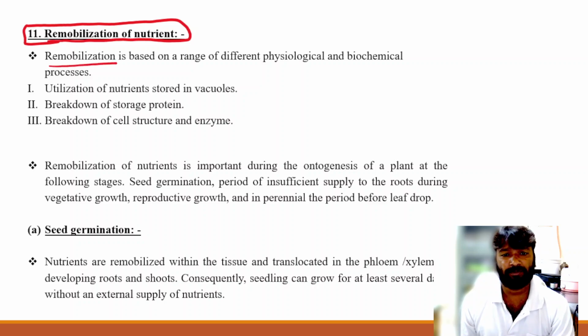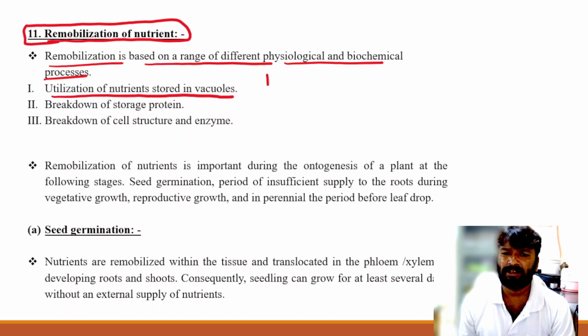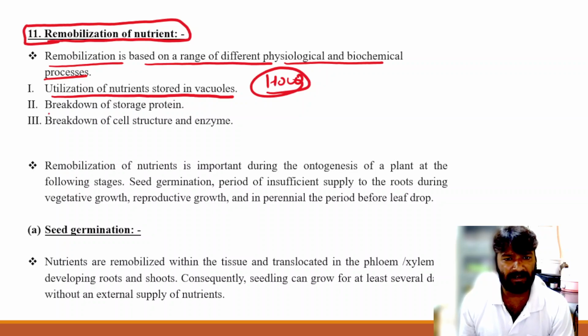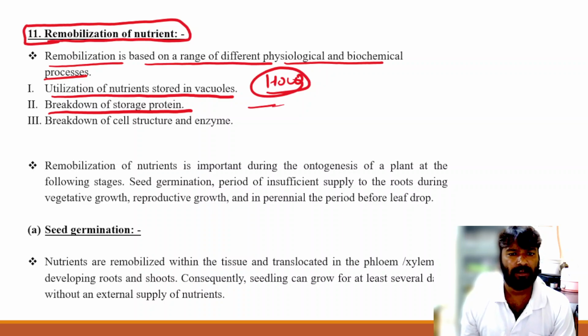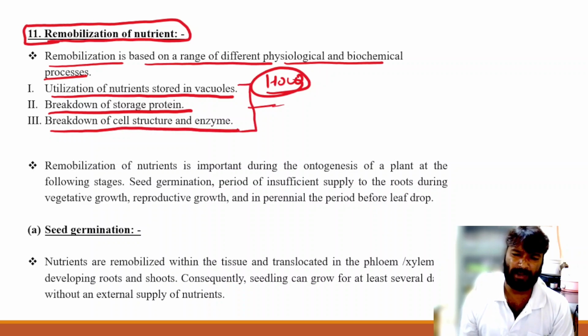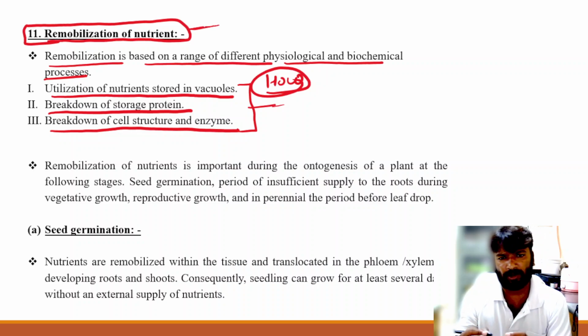So the remobilization process is based on a range of different physiological and biochemical processes. First, utilization of nutrient stored in the vacuoles, means how much nutrient you have already stored. Second, breakdown of stored proteins or materials, and third is the breakdown of cell structure and enzyme. So these factors decide the process or rate of remobilization.